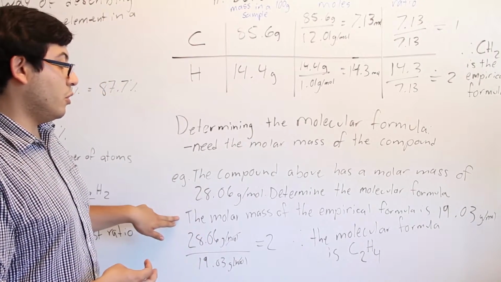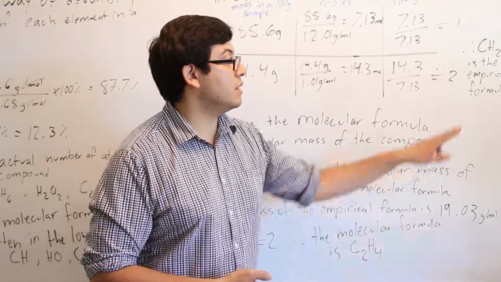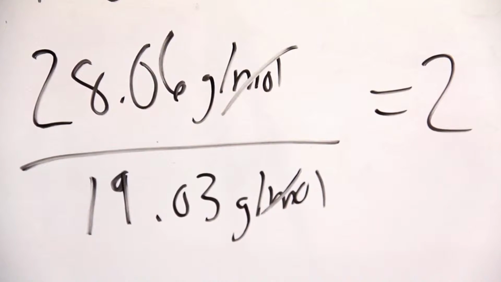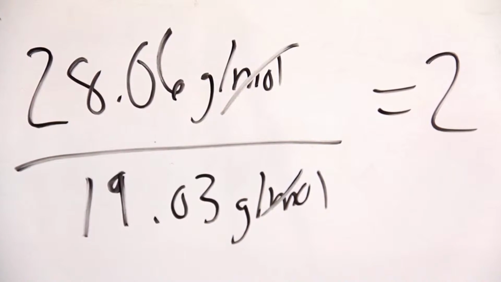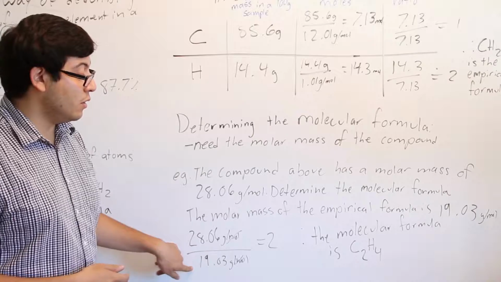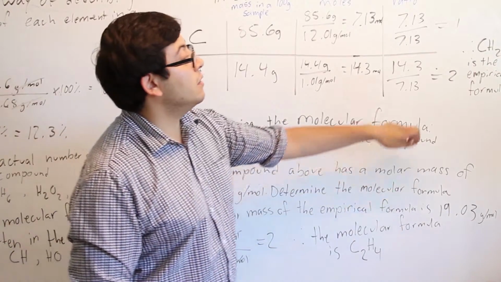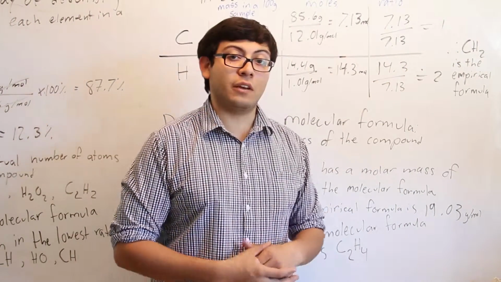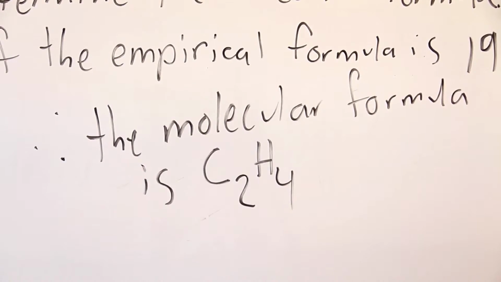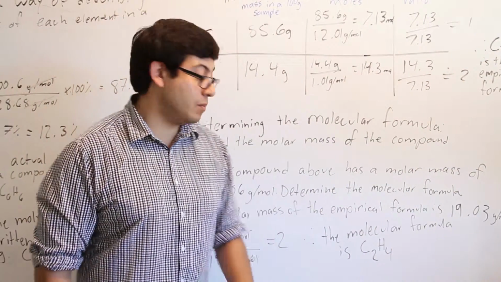So, we know the molar mass of this is 14.03, but this isn't the actual molar mass of the compound. If we have 28.06 grams per mole as the molar mass of the actual compound, divided by the molar mass of the empirical formula, we get 2, exactly 2, which must mean that multiplying by 2 will give us the molecular formula. So, the molecular formula of the compound is just C2H4, which we got by multiplying the number of carbons and the number of hydrogens by this constant.